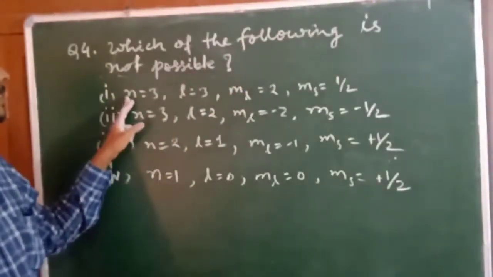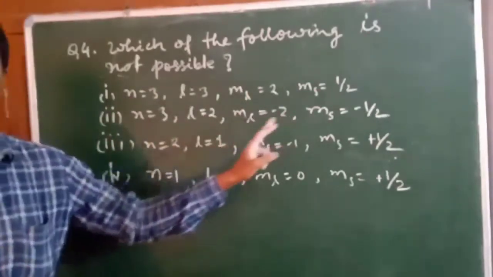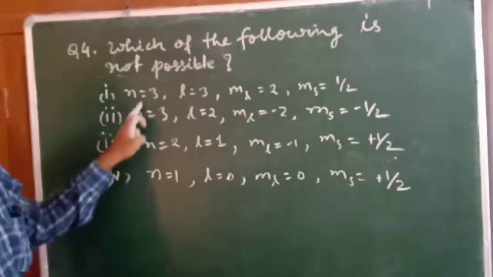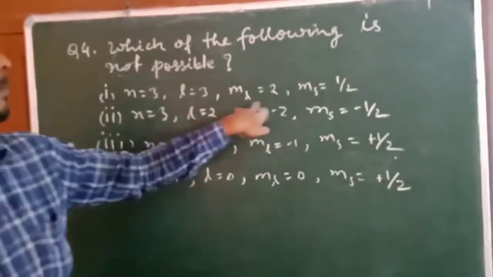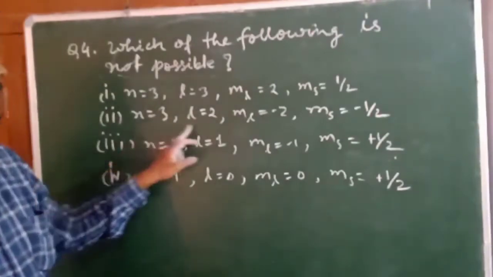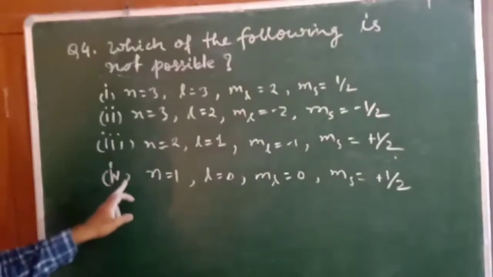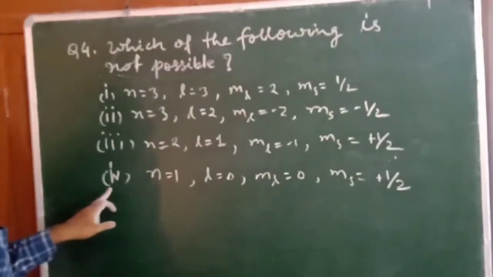So you are given a set of quantum numbers, and you are asked to tell which is not possible. n equals 3, l equals 3, ml equals 2, ms equals half. n equals 3, l equals 2, ml equals minus 2, ms equals minus half. Similarly, third and fourth. So let us see question number 4.